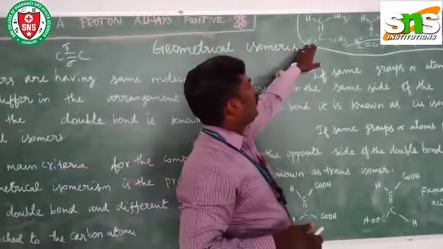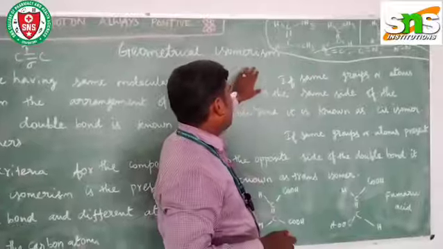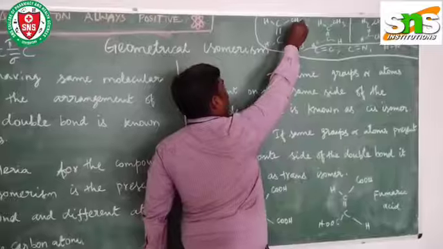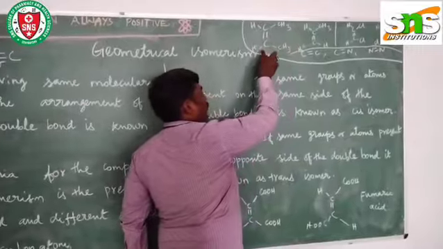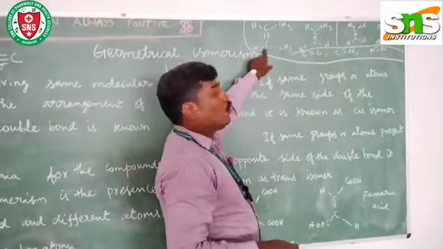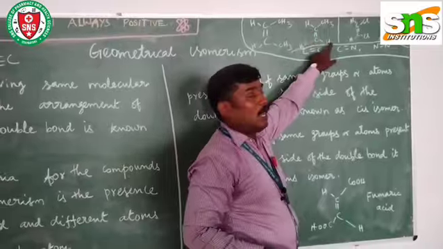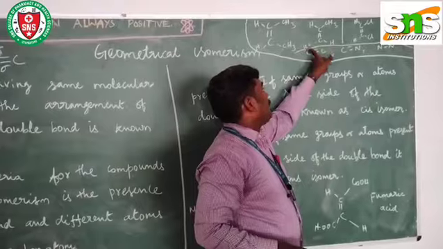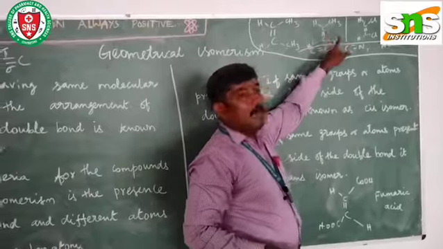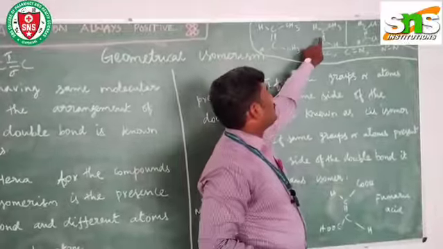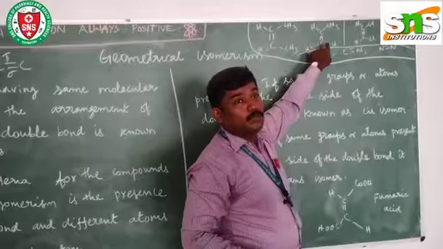So, this is one more example of the cis-isomer. Here we find hydrogen, hydrogen, methyl, methyl. This one is known as cis-2-butene. In the other one, the hydrogen is present on the opposite side, and similarly the methyl group is present on the opposite side. This one is known as trans-2-butene.